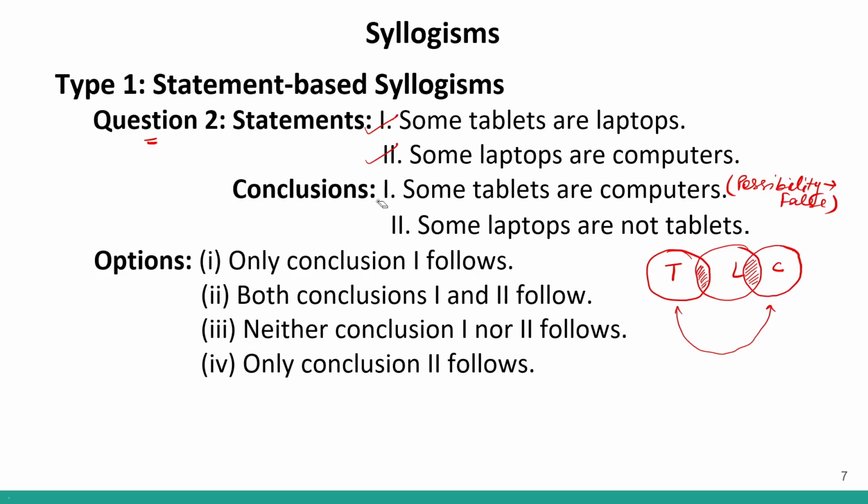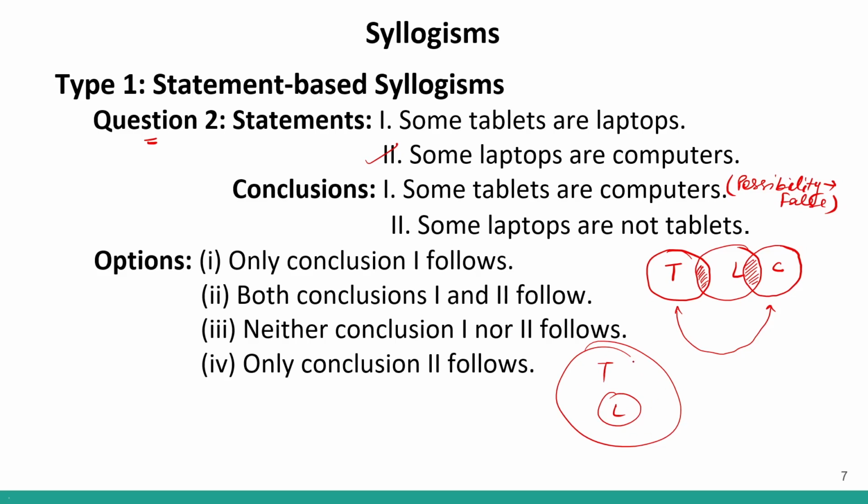Now, coming to conclusion 2. Conclusion 2 says some laptops are not tablets. So, some laptops are not tablets. This may or may not be true. Now, let us look at statement number 1. Statement number 1 says some tablets are laptops. So, can it be written like this? Some tablets, let me draw it like this. Some tablets are laptops. So, some portion of tablet is laptop. Correct? It can be represented like this.